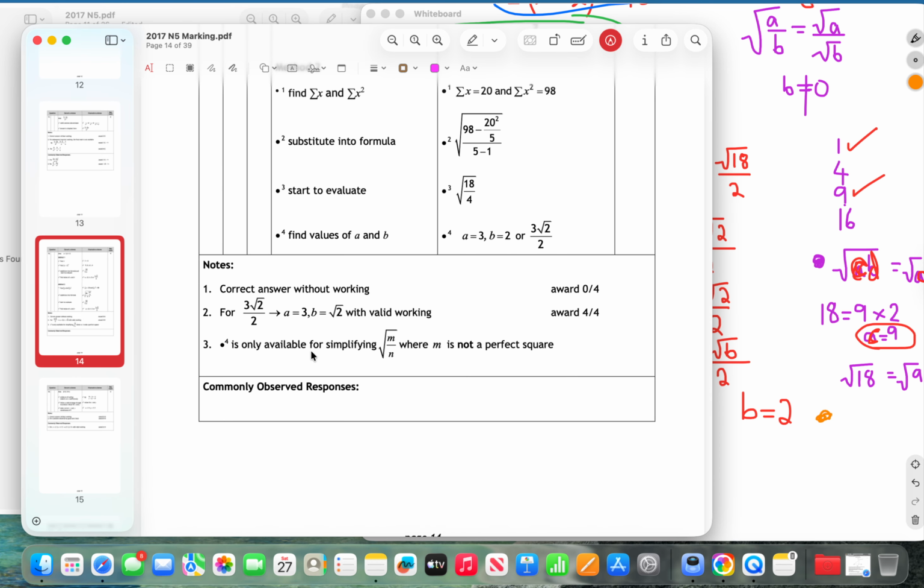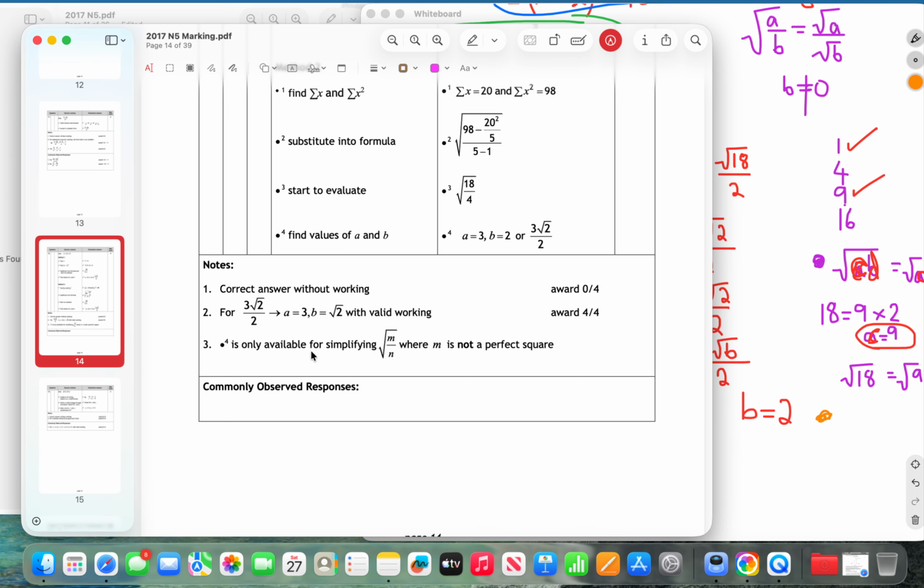Not too many commonly observed responses on this one, but the first point to notice is you would get no marks if you showed no working. The reason is because it's easy to guess 3 and 2 out of the sky, but guessing numbers out of the sky isn't going to get you any credit in this course. What will get you credit is being able to apply mathematical formula techniques and using reasoning skills.